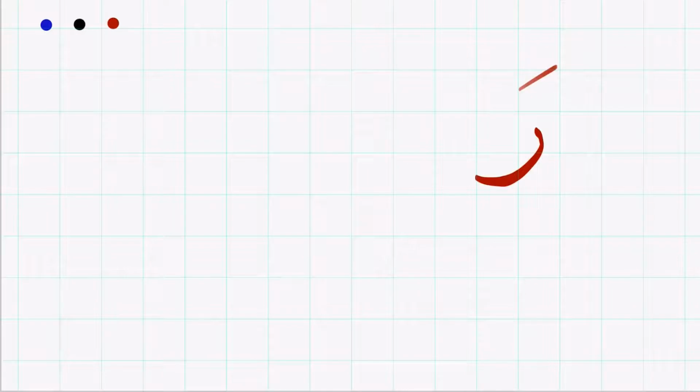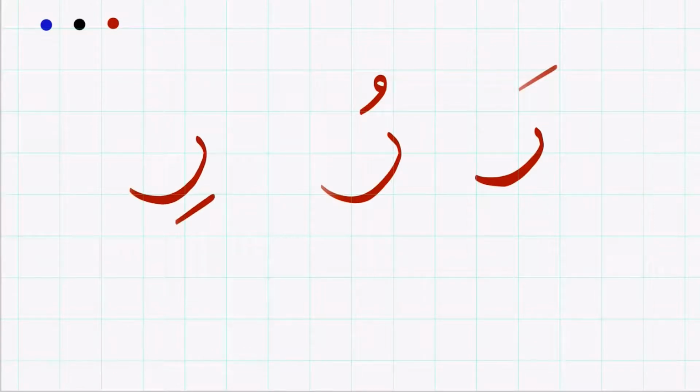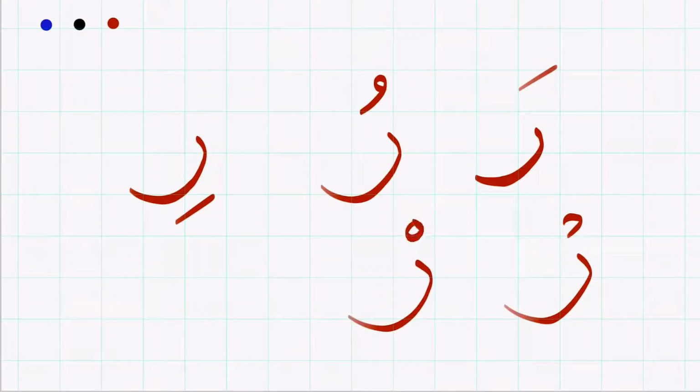Ra, Ru, Ri, R. How about when it's connected to a letter before?